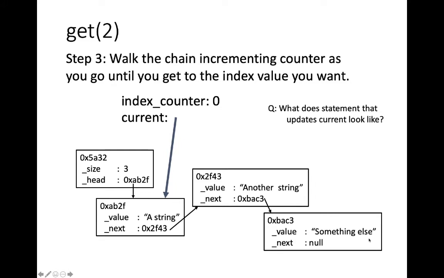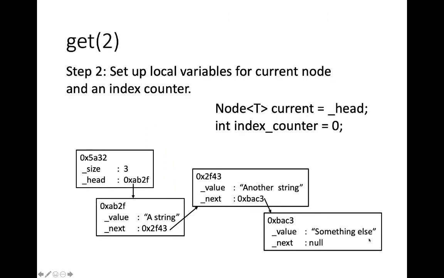Yes? So on the last slide, where you assign current to underscore head. Yep. How did you know what the value of underscore head was? That's an instance field in the linked list. Presumably this code is part of the implementation of get. In other words, this code is inside the linked list's implementation of get, and so linked list has access to its own instance fields, and underscore head is one of its instance fields.